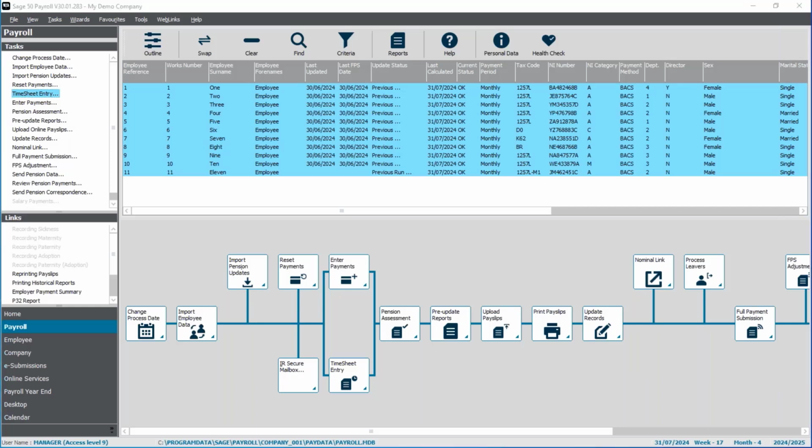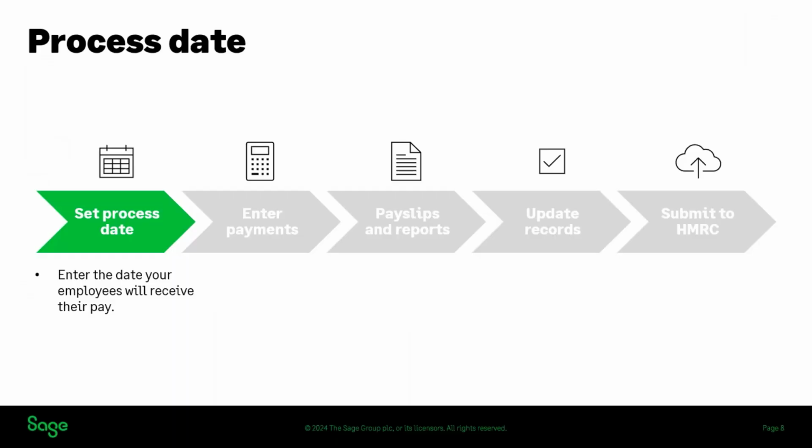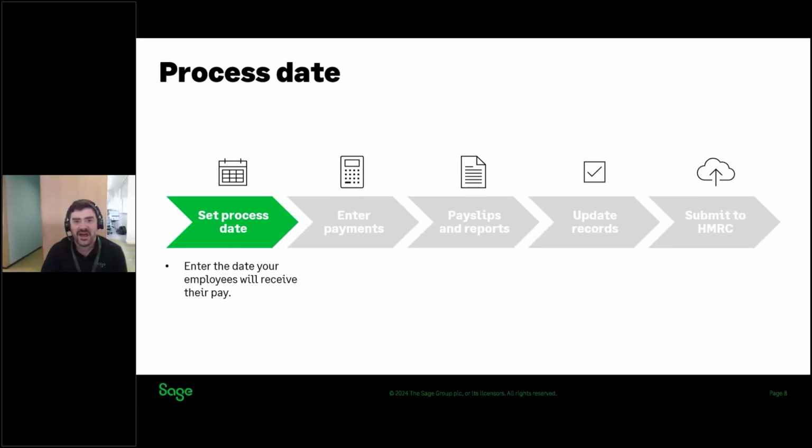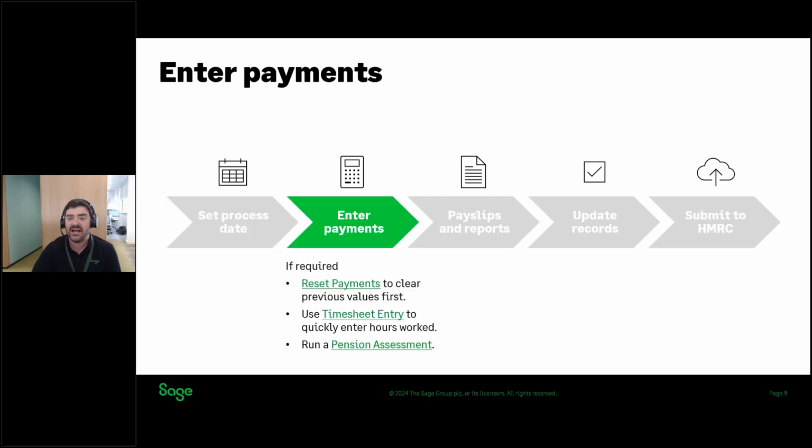So let's have a bit of a recap of where we're up to in that process. So we started off by setting our process date. That was the date that the employees received their pay. What we then did is we entered the employees' payments. Now, if required, you can run the reset payments wizard if you want to clear any values first. And you can use timesheet entry as a quick way to enter hours worked for hourly paid staff.